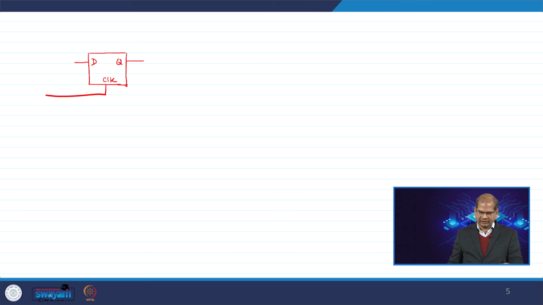So, you have a latch. This is D, this is Q and this is the clock. We can plot the different signals, then we can define those parameters. So, here you can see you have a clock.